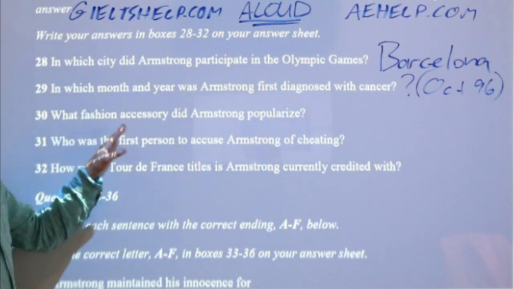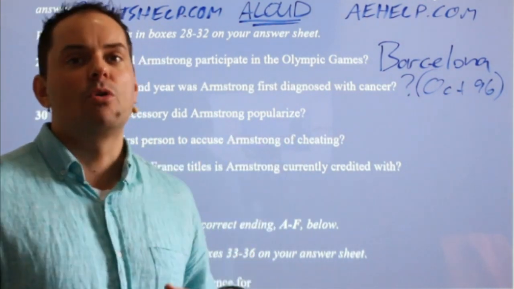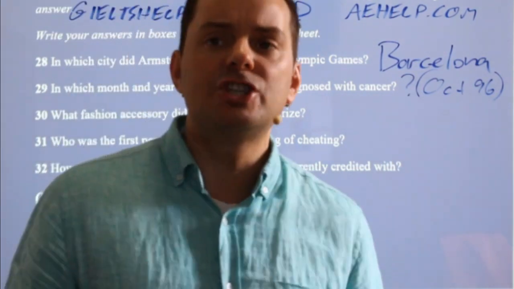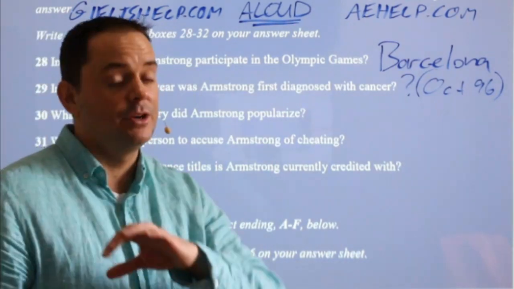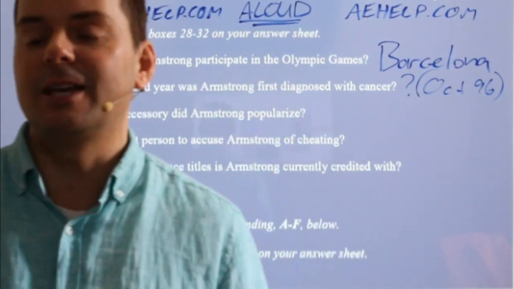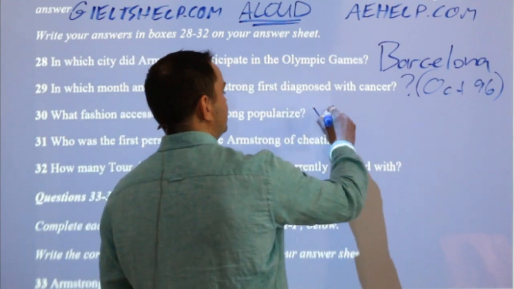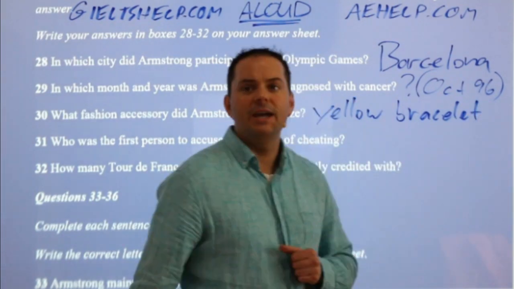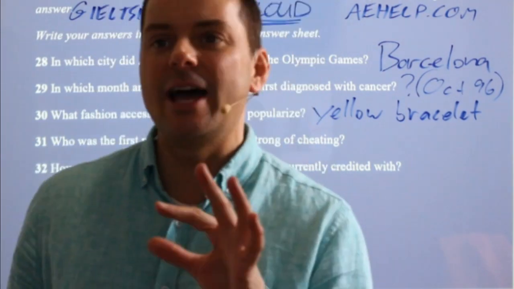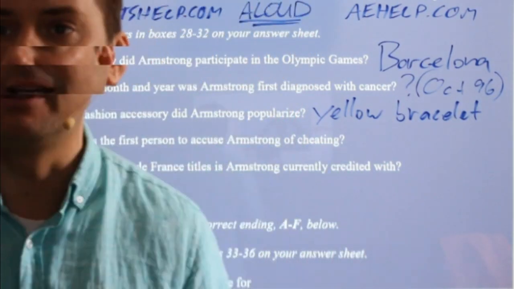Number 30. What fashion accessory did Armstrong popularize? So according to the text, which fashion accessory did Armstrong make famous around the world? And then, of course, a lot of other companies started to use the same idea with different colors. Grace Cacao says it's a yellow bracelet. Okay, yellow bracelet. Very good. Good for you. Mukesh, yellow band. No, it'd have to be bracelet. Band, because a band could be a headband or an ankle band. It's yellow bracelet.